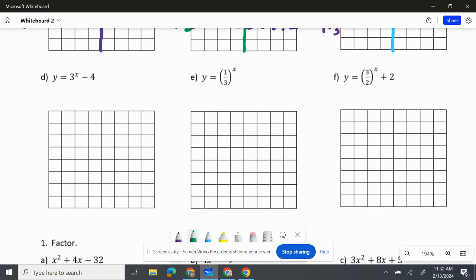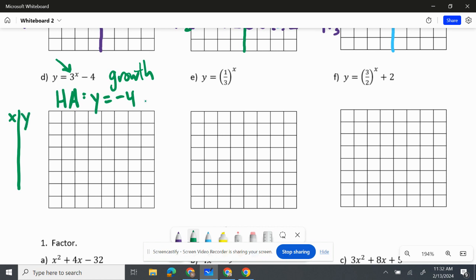So looking at letter D, we have to decide growth or decay. The 3 tells us that it's a growth model. Our horizontal asymptote, y is equal to -4. Then what we're going to do is we have our table of values, and we're going to use the -1, 0, and 1. If we plug in a -1, it flips it, so it's 1/3 minus 4, which is -3 and 2/3.